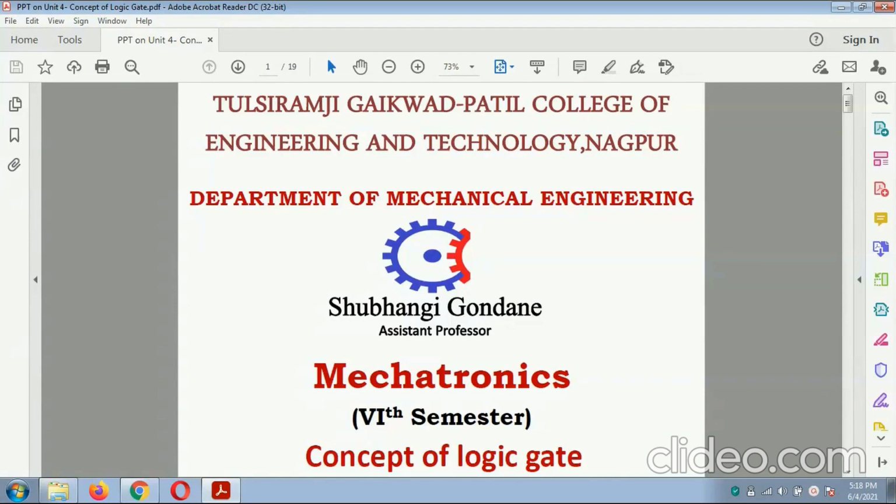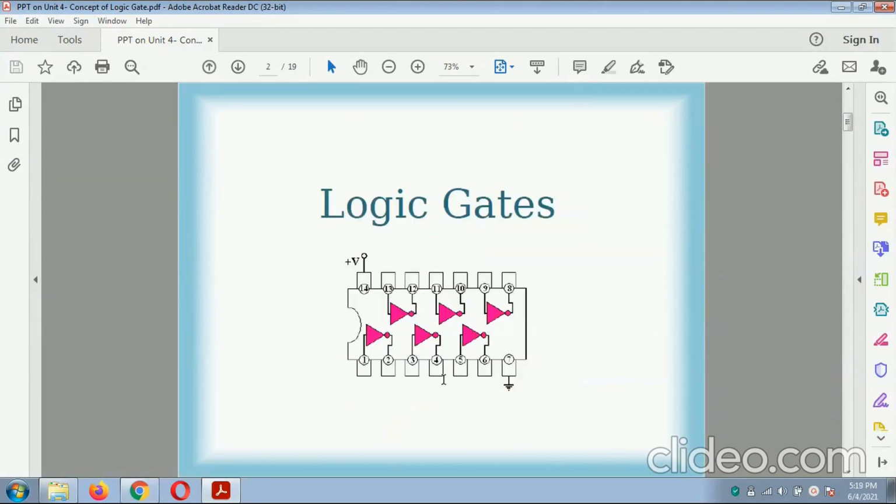I am Shubhangi Gurnani from the Mechanical Engineering Department, and today we discuss the concept of the logic gate. This is the diagram related to the logic gate. The gate system has various pins, that is 1, 2, 3, 4, 5. One can be ground, and another upward pin can be attached to the voltage.